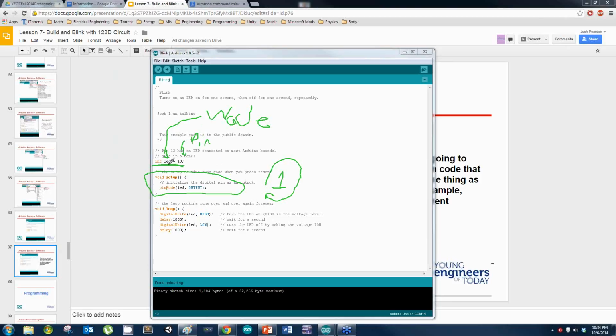It does not matter about LED. The Arduino does not care that it's an LED in any shape, way, or form. It doesn't care that it's an LED. It's still going to do whatever it's told.